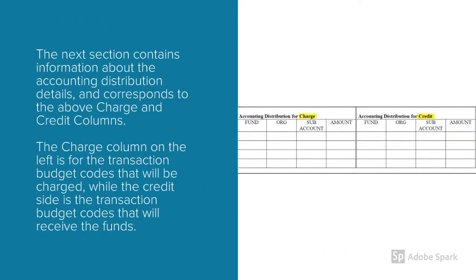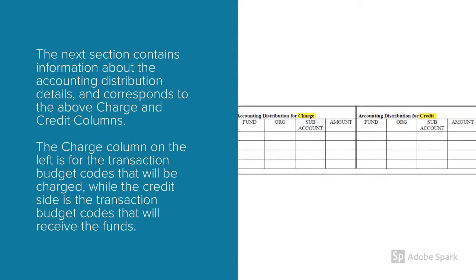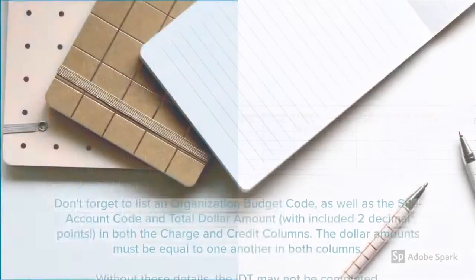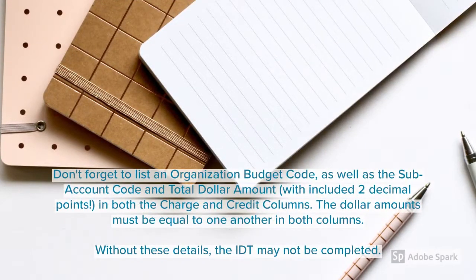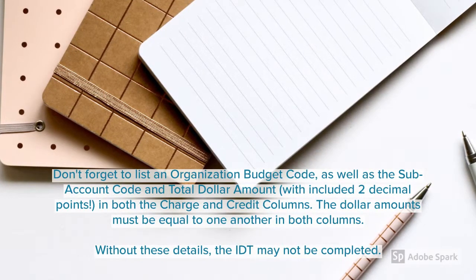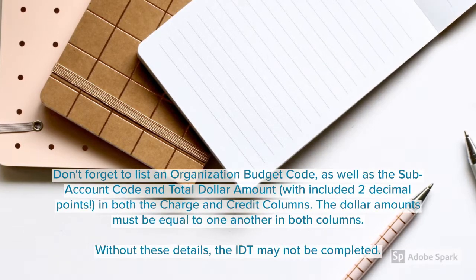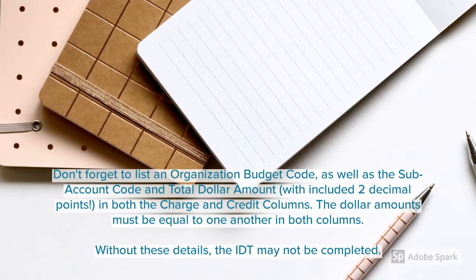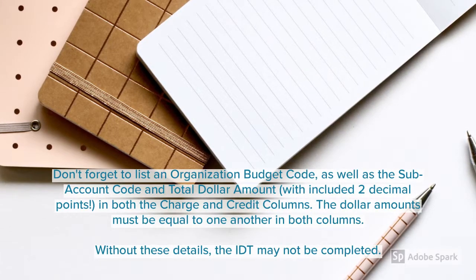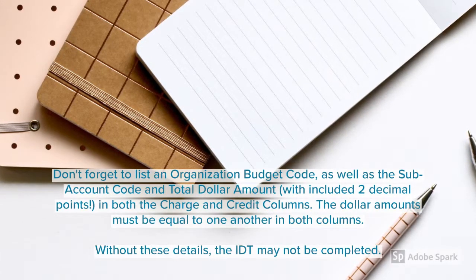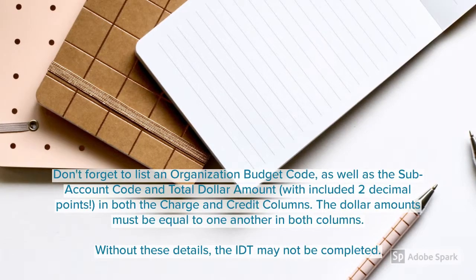You will notice that the accounting distribution fields correspond to the above charge and credit columns. The charge column on the left is for the transaction budget codes that will be charged, while the credit side is the transaction budget codes that will receive the funds. Both the charge and credit columns require an organization budget code to be listed. This information may be provided by your budget unit director. We also require the sub-account code in which the transaction will be charged from and credited to. You must include the total amount of the transfer with 2 decimal points.